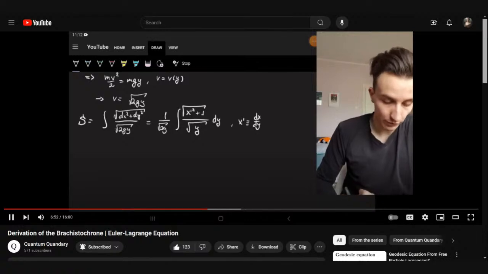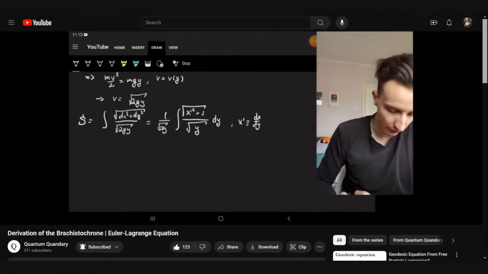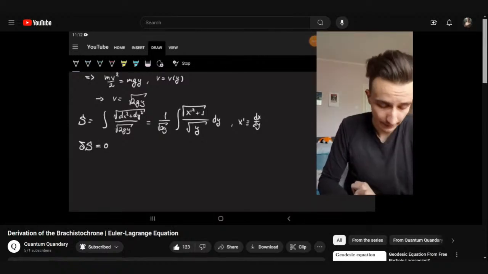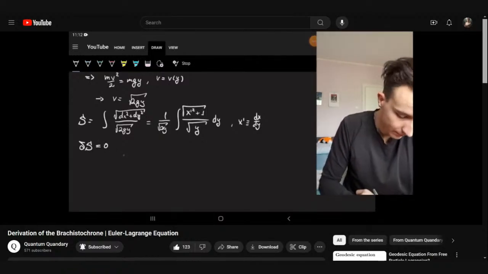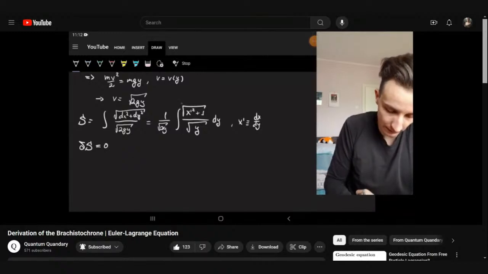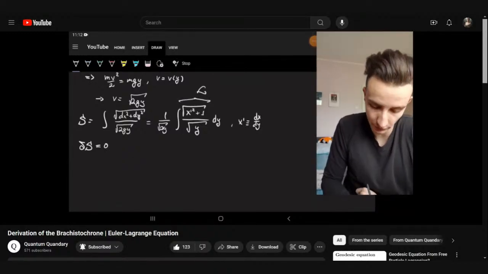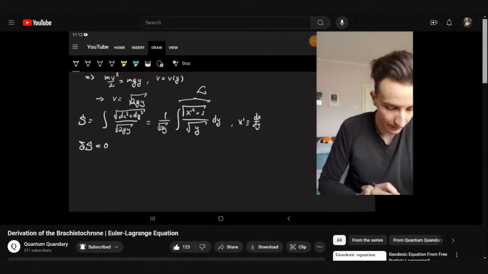And now, if we recall the Euler-Lagrange equations, for the variation of the action to be 0, we need to have, and this is our Lagrangian, the whole thing, in between the integral and dy.